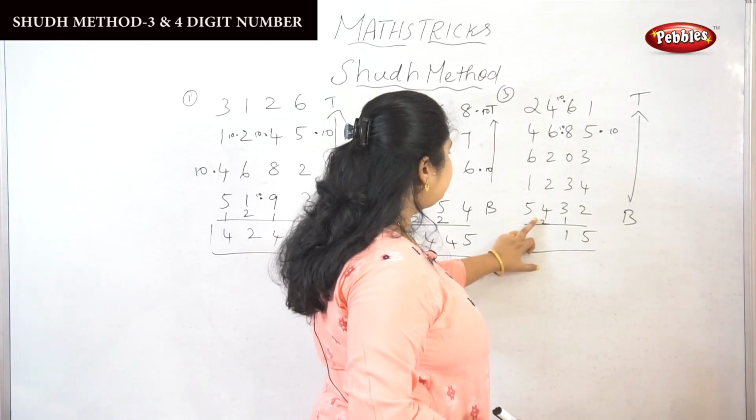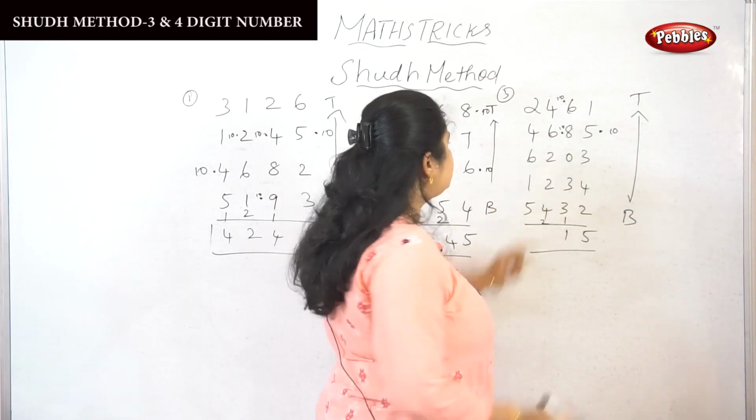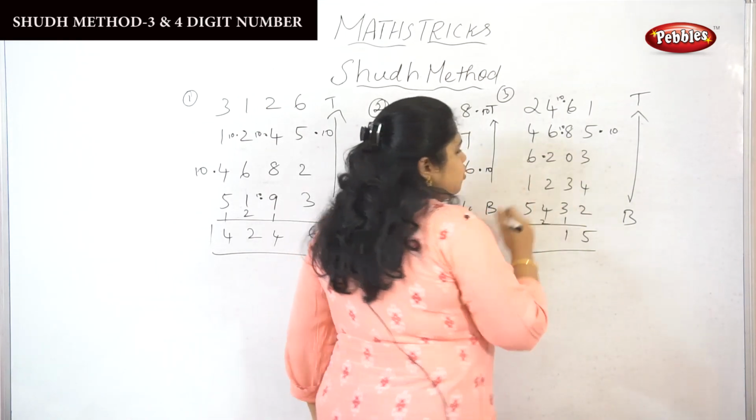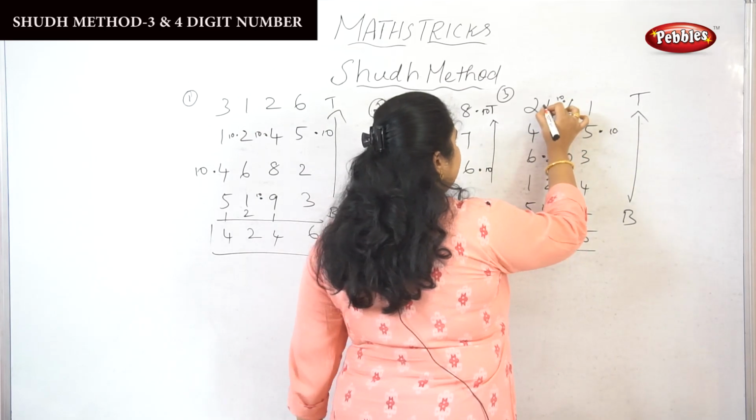So 4 and 2 is 6. 6 and 2 is 8. 8 and 2 is 10. So only 10 here, so I am just leaving the 10 here. 6 and 4 is a 10, again 10.